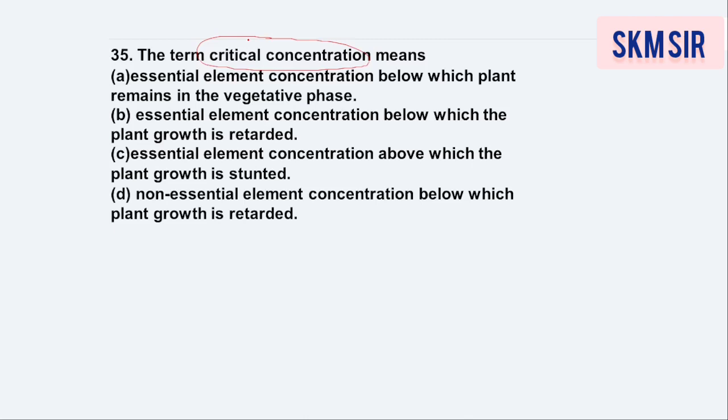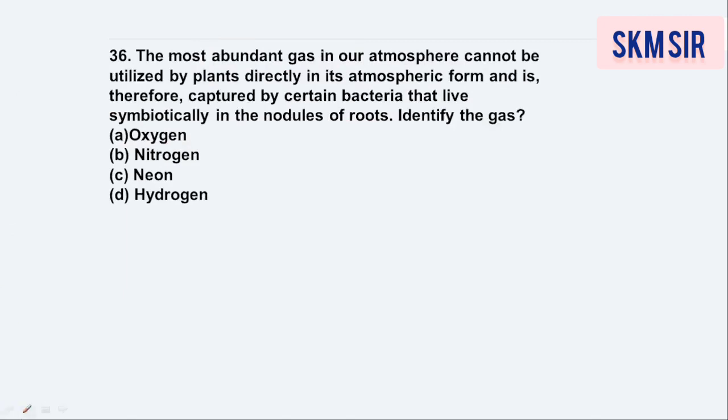As I have already discussed about this concentration previously in the options. It is the concentration, the essential element concentration below which the plant growth is retarded. So option number B suits the perfect definition of critical concentration, right? So option number B will be the right option. Coming to the next, 36th one.